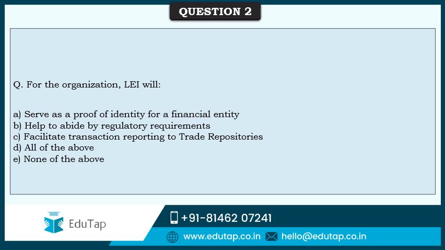Next question: for the organization, the legal entity identifier code or LEI will, options are: serve as a proof of identity for a financial entity, help to abide by regulatory requirements, facilitate transaction reporting to trade repositories, all of the above, or none of the above.